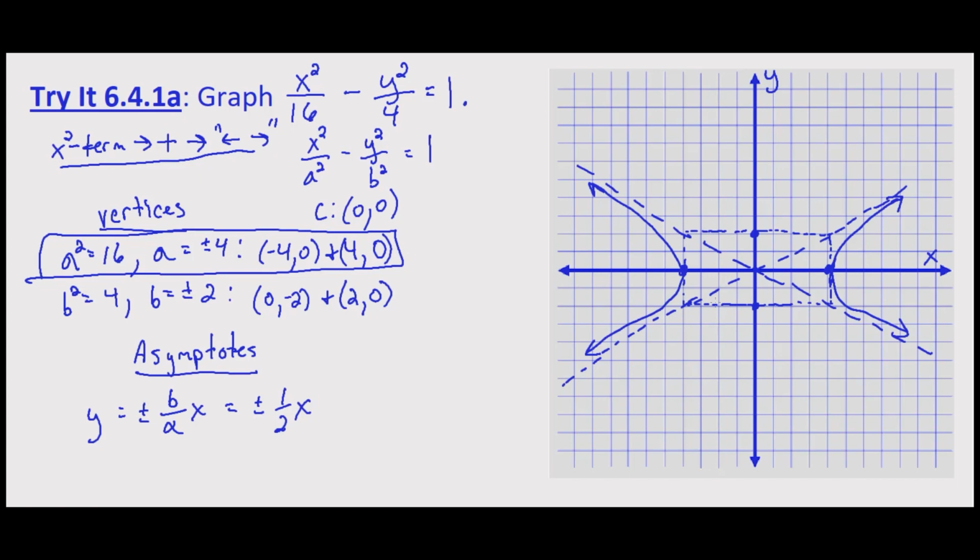Then we make the box, the rectangle, through those points, and the asymptotes go through the corners of that box. We verified that our box was correct by using the formula for the asymptotes when the x squared term comes first: y equals plus or minus b over a x. In this case, that was plus or minus 1/2 x, and that does verify our box is correct because those lines pass through those corners. Then it opens left and right, so we graphed the hyperbola left and right from the vertices that we found by finding a.